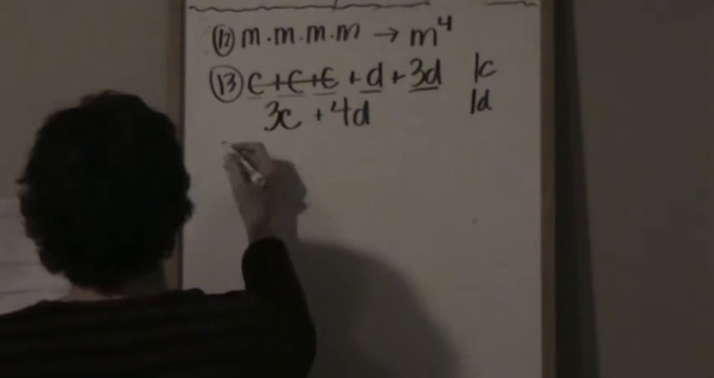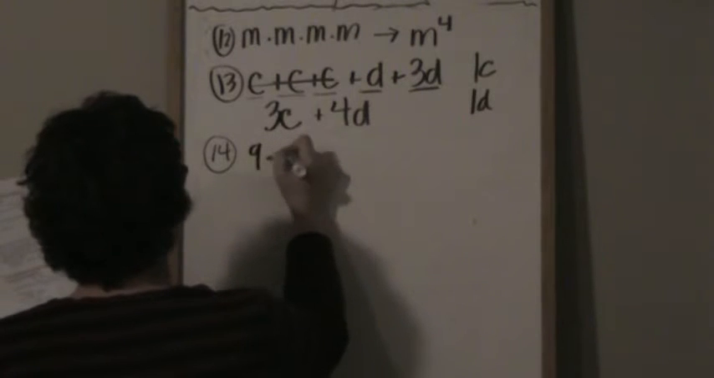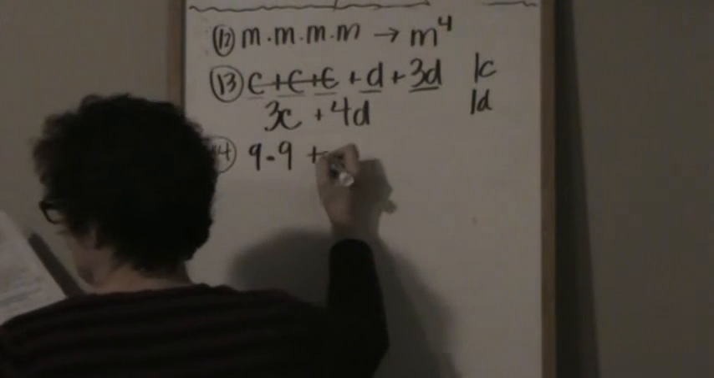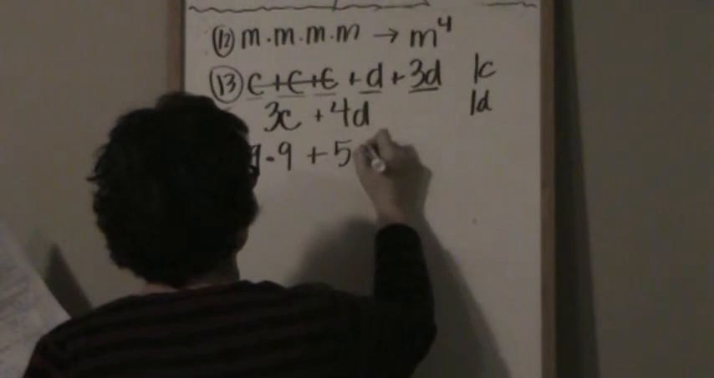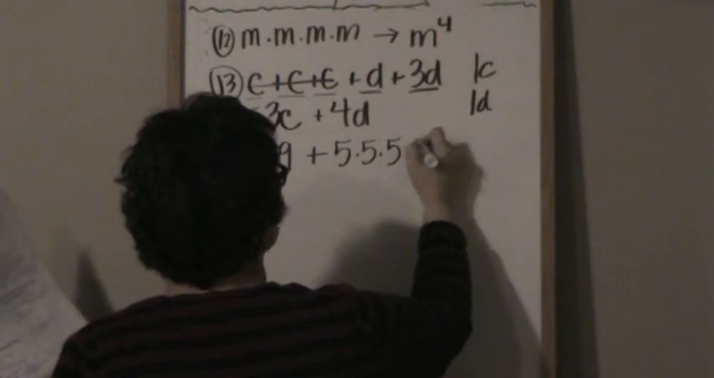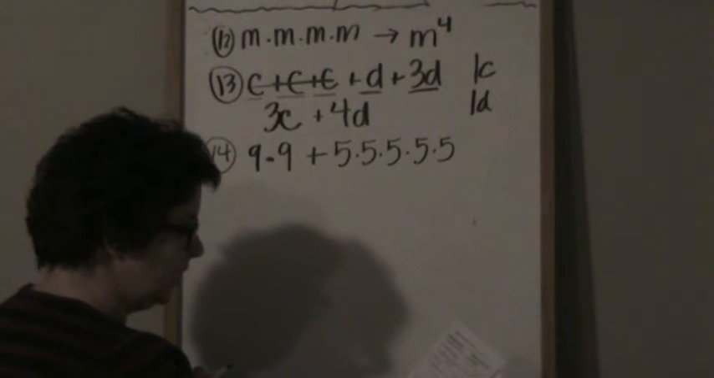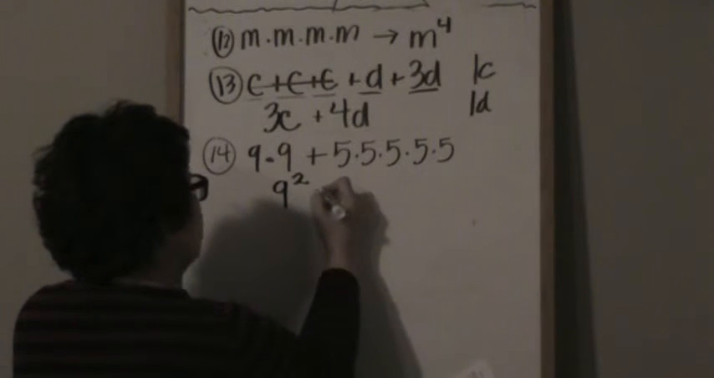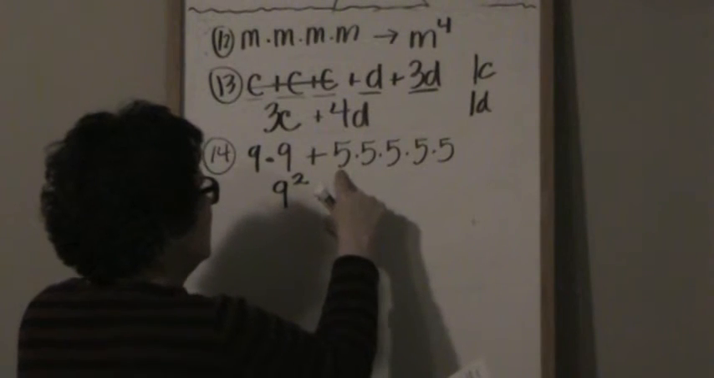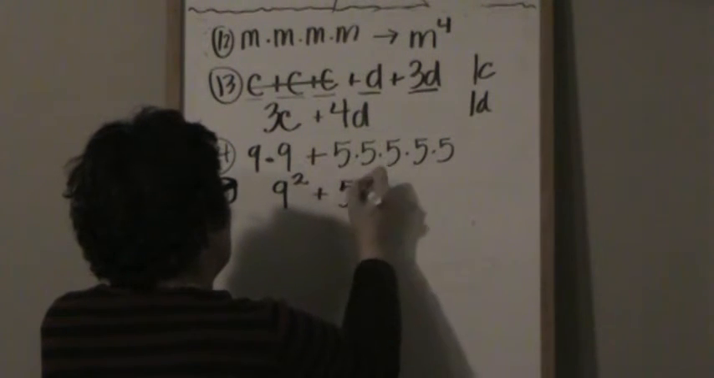Okay, number 14. See if I can write this one down right. 9 times 9 plus 5 times 5 times 5 times 5 times 5. Okay, 9 times 9 is 9 squared plus 5 to the 1st, 2nd, 3rd, 4th, 5th power.